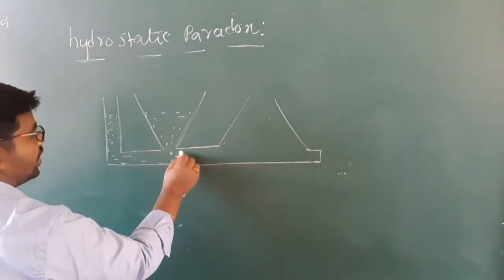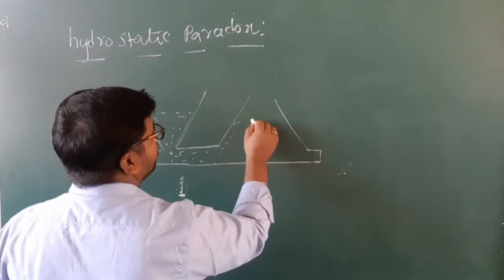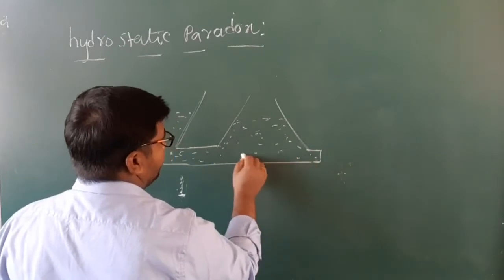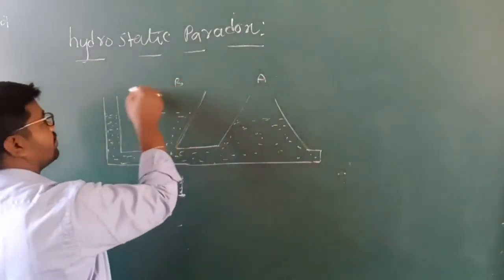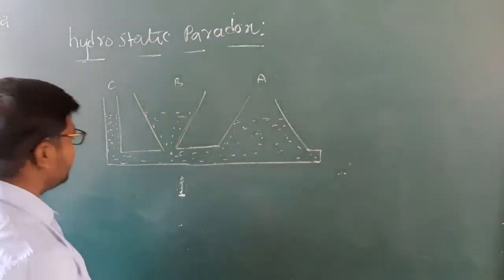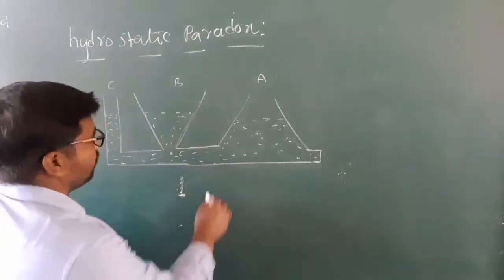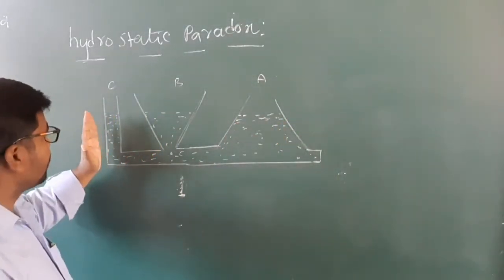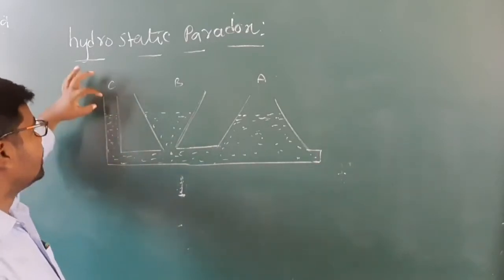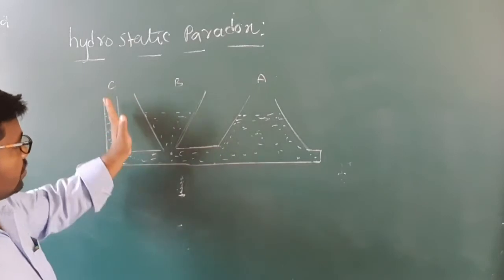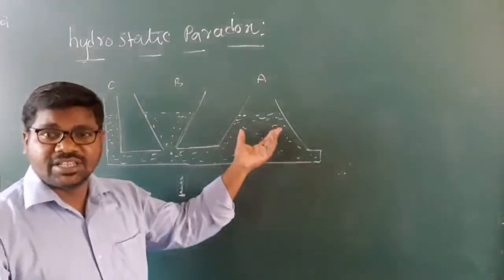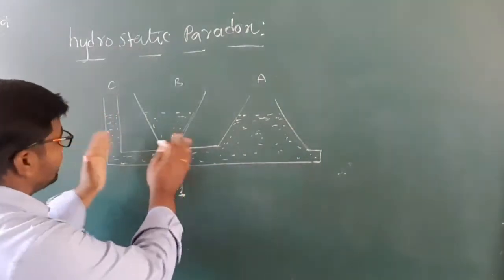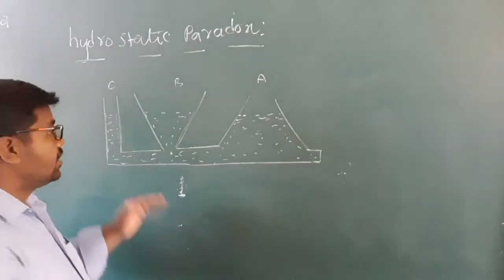Here each one has a different shape and a different area of cross section. It is denoted A, B, and C. These are joined with a pipe. See here, the fluid is acting at the same height. In this case we can observe different areas of cross section: here it is less, here the area is more, here somewhat in between. In this case the pressure acting is the same. Even if the area of cross section of each one is different, the pressure is the same.